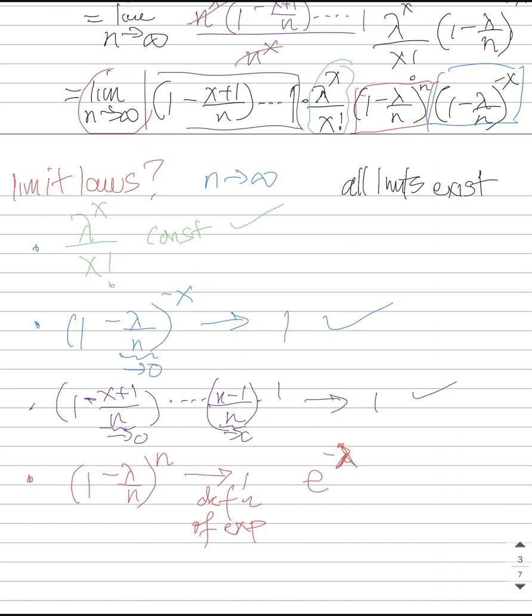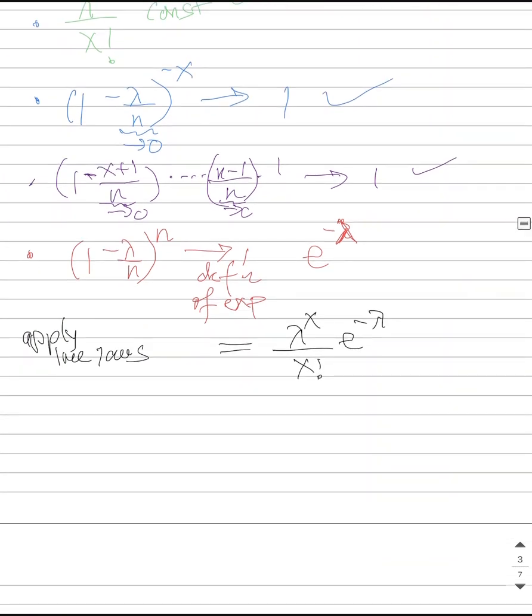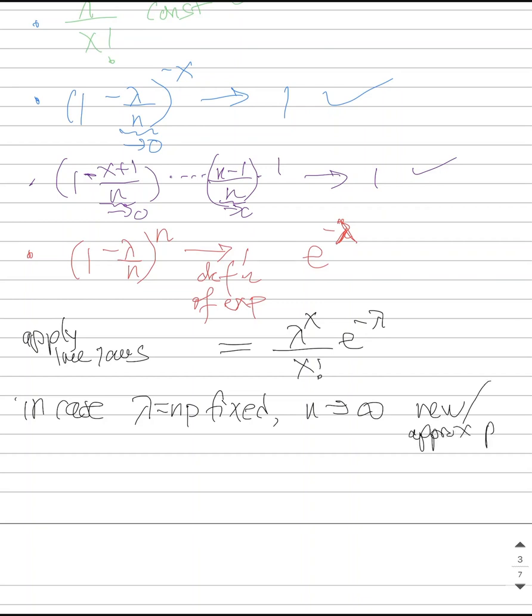And that means if I were to apply the limit laws, I would end up getting lambda to the x, x factorial, e to the minus lambda. And it's a lot of algebra and a lot of work. So in the case that this lambda equals np is fixed, and we let n go to infinity, we end up getting an approximation to this mass function.